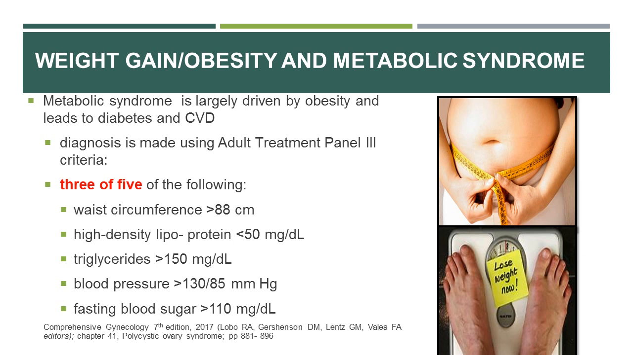lipoprotein less than 50 milligrams per deciliter, triglycerides more than 150 milligrams per deciliter, blood pressure of more than 130 over 85 millimeters Hg, and a fasting blood sugar of more than 110 milligrams per deciliter. Again, you have to fulfill about 3 of the 5 criteria before you diagnose metabolic syndrome. The constellation of risk factors that make up metabolic syndrome will place women with PCOS at increased risk for cardiovascular disease and diabetes, but there is nothing specific of more significance regarding metabolic syndrome in PCOS.